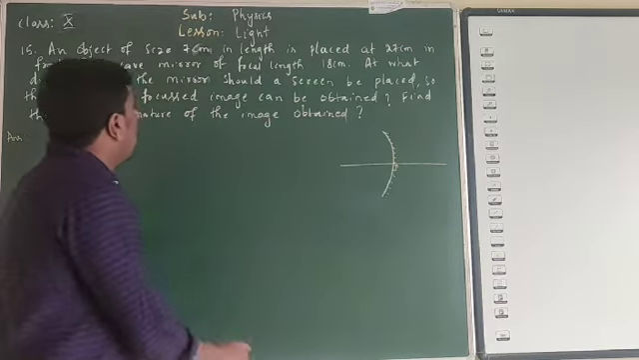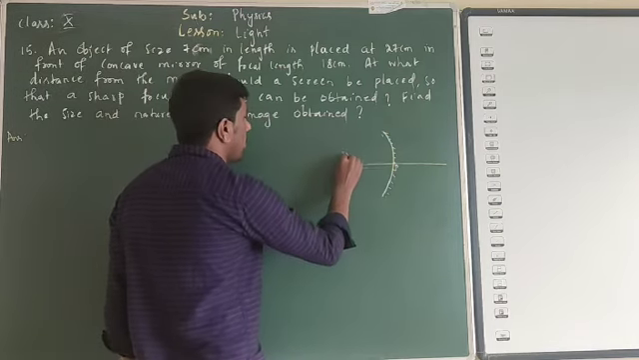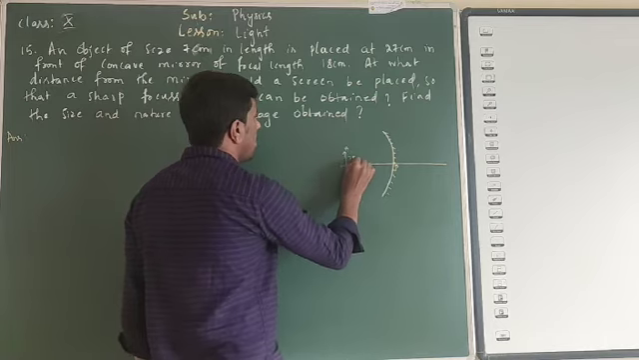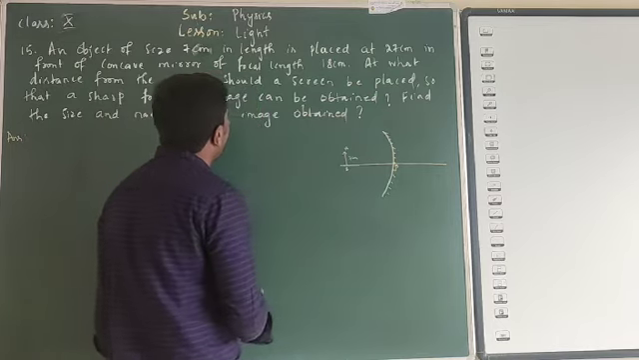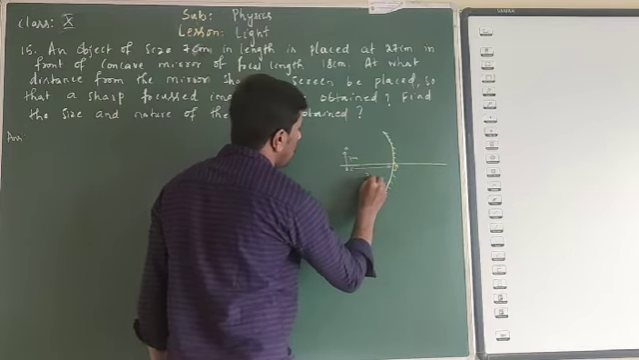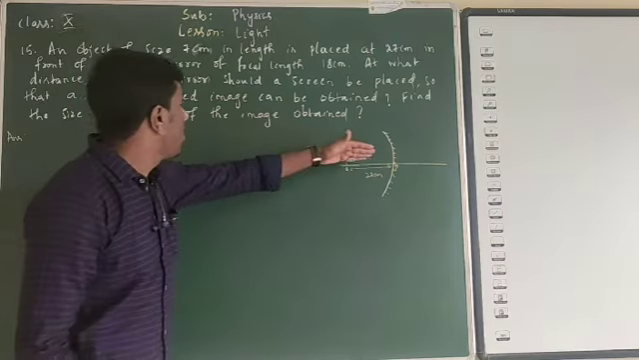Okay. It is placed. The object size will be 7 centimeter. Let me take an object AB. It has a size of 7 centimeter. It is kept at 27 centimeter from the pole, in front of a concave mirror, correct?